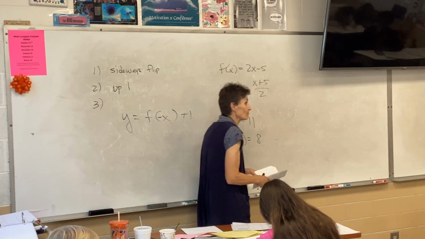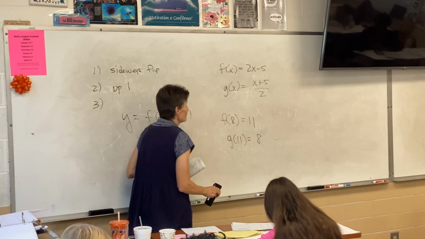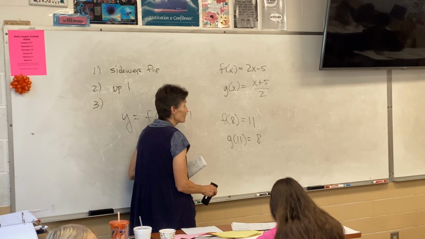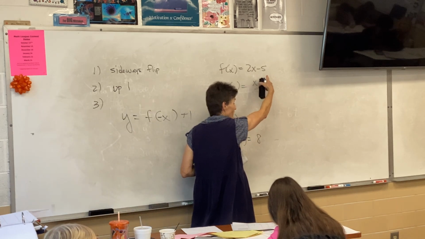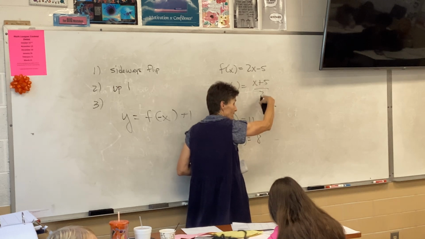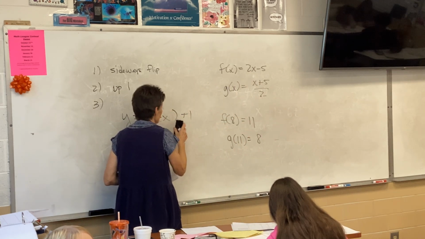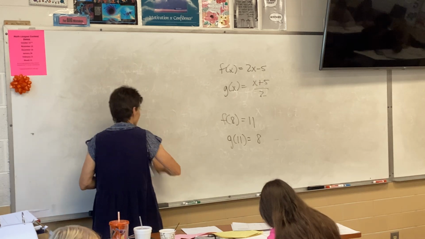Okay, so when you pick the number to plug in, any number you want, you plug it into f of x, and then you solve. When I put in 8 here, I get 11. 2 times 8 minus 5, then take that answer from f of 8 and plug it into g, just like a composition, yep.